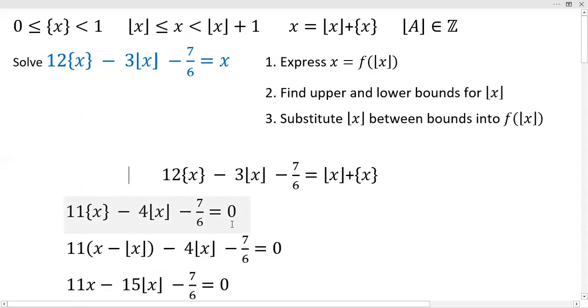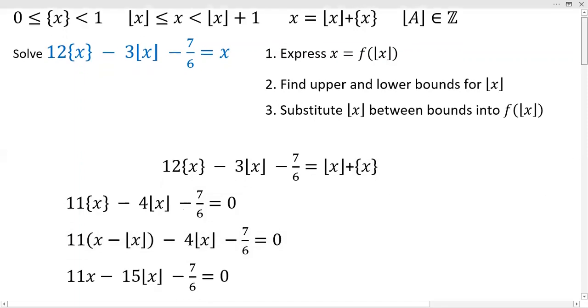Again, this is just like a regular equation, okay? That's algebra there. But notice we still have the fractional piece here. If you go back up to this guy right here, you can rewrite the fractional piece, the curly brace, as x minus the floor. And notice that's exactly what I did going from here to here. You see we had 11 times the fractional part. Well, the fractional part is x minus the floor, all right?